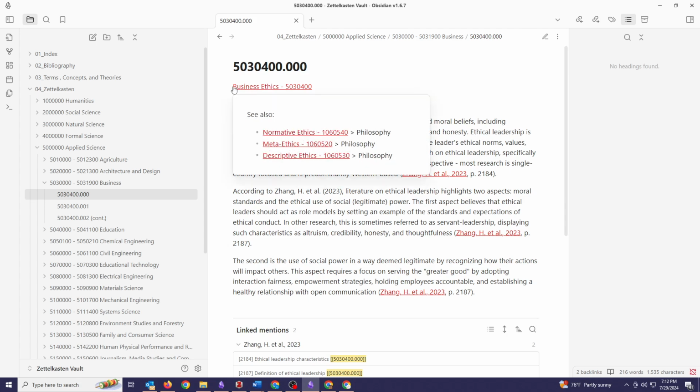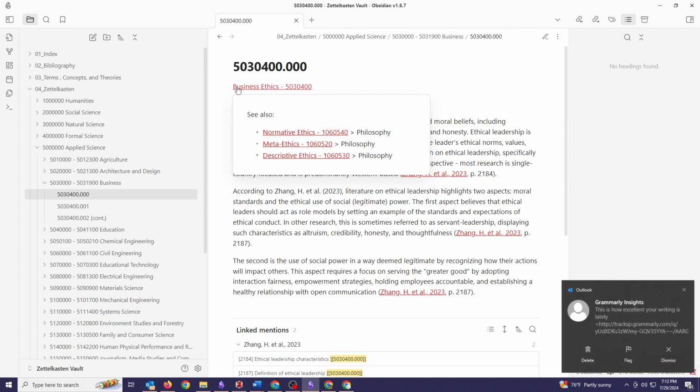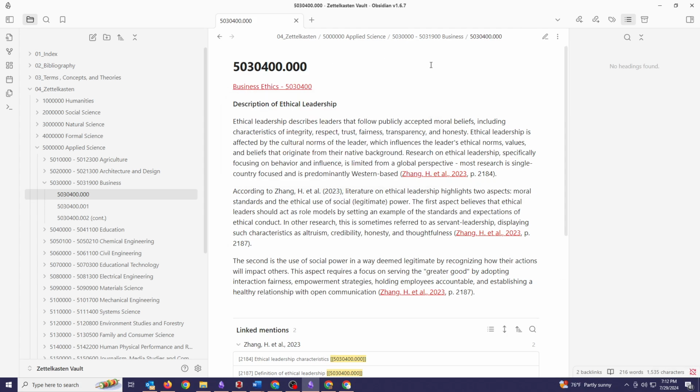It ties to business ethics here, and I can see that by my see also reference that this particular ethics is tied to business as opposed to philosophy. And I'm putting in a description of ethical leadership.